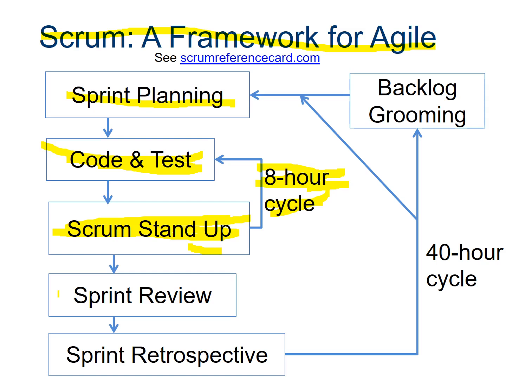At the end of the week, you would have a sprint review and a sprint retrospective. That would be kind of like reviewing what you did for the week, looking back on what you did, and that would be your 40-hour cycle. That would be your work week. Then you would go back and see, well, what do we need to work on next week? And that's what they call your backlog. Then you'd have another sprint planning meeting at the beginning of the next work week.